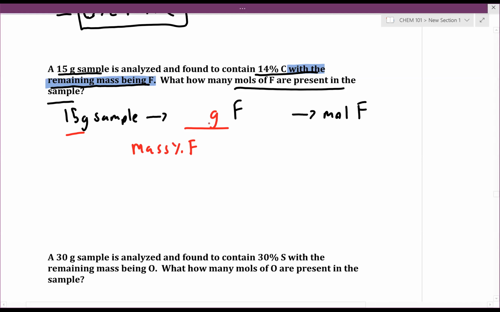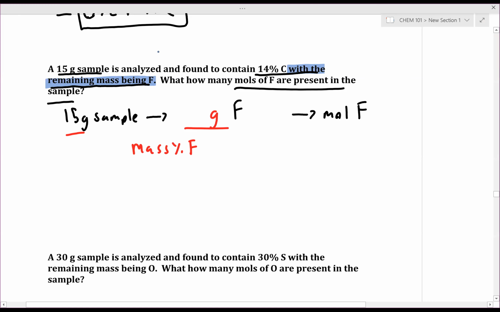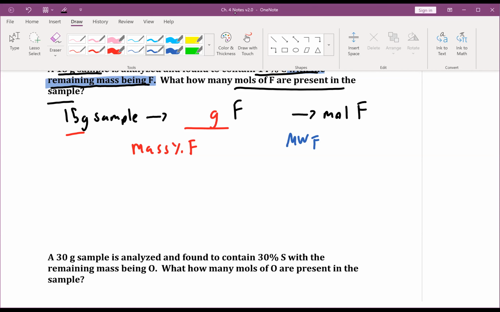Okay. And now just to complete this, to go from grams of fluorine to moles of fluorine, we'll need the molar mass of fluorine. Perfect. In this case, I told you that this is atomic fluorine, if I give you the formula or provide you a name for these mass percent problems. Okay, now we're ready to execute.